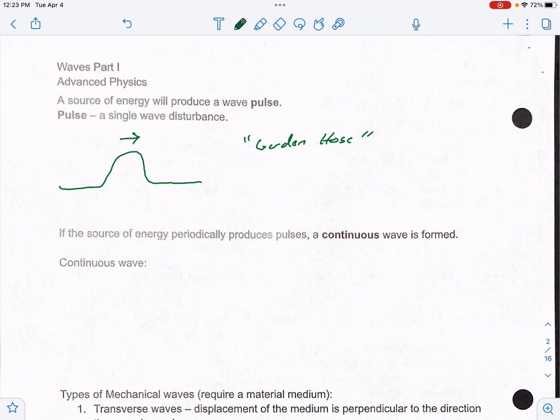Now, a continuous wave is when the pulse just keeps repeating over and over. So that looks more like a normal wave. Okay, so it just keeps happening over and over and over again.